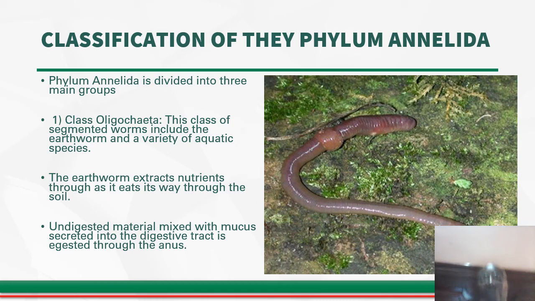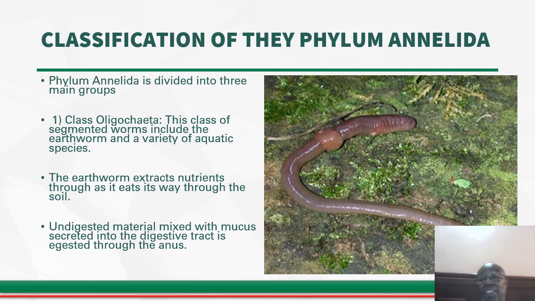So now we classify the phylum Annelida into many groups. Particularly, there are three groups into which we classify them. The first is the class Oligochaeta. These members are segmented worms that include the earthworm.